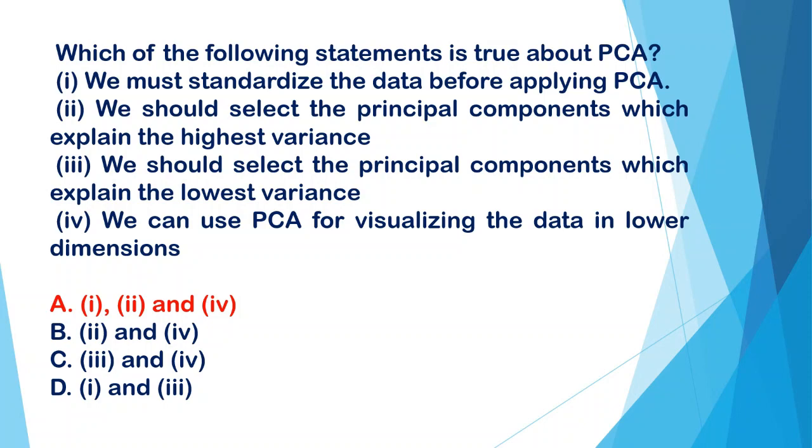Which of the following statements is true about PCA? First, we must standardize the data before applying PCA. Second, we should select the principal components which explain the highest variance. Third, we should select the principal components which explain the lowest variance. Fourth, we can use PCA for visualizing the data in lower dimensions. And the options are A. First, second and fourth. B. Second and fourth. C. Third and fourth. D. First and third. And the correct option is A. First, second and fourth statements are true.